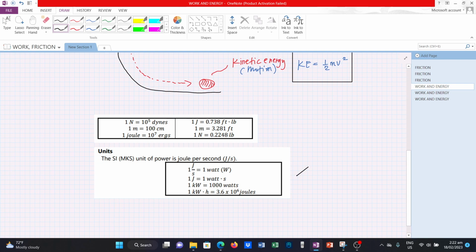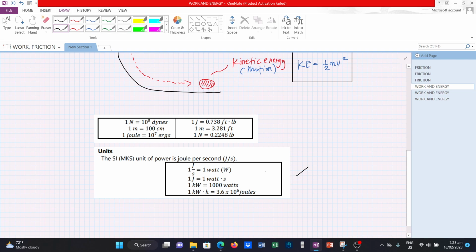The SI unit of power is joule per second. Ito yun, joule per second. International System of Units, joule per second, which is equivalent siya sa 1 watt. And alam natin, class, na yung 1 kilowatt is equivalent to 1,000 watts. Bakit? Nalagyan siya ng kilo. Para siyang 1 kilometer, is equivalent to 1,000 meters. Ganun lang siya. Okay?